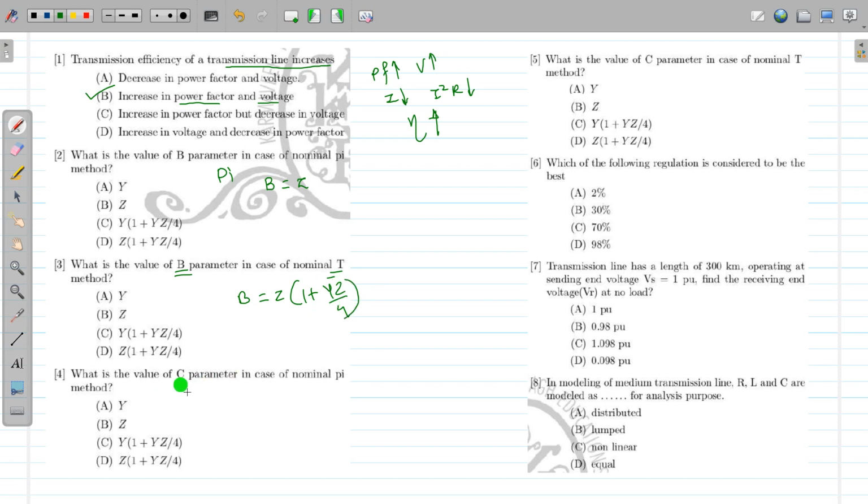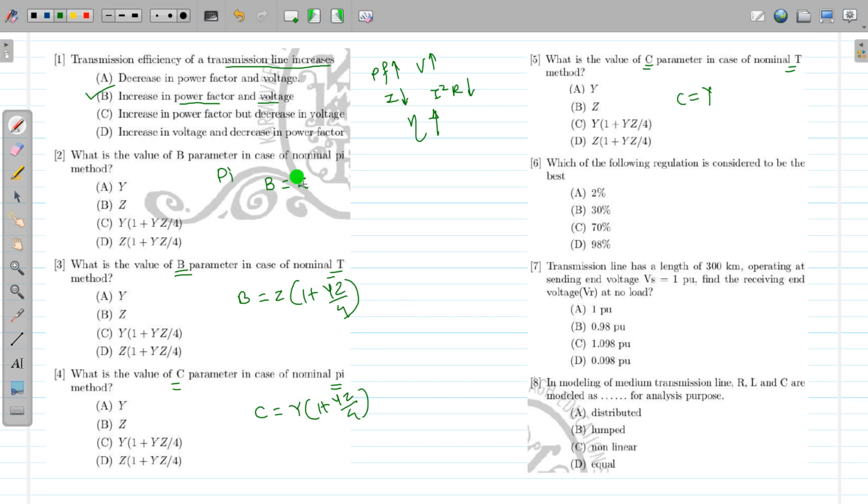How to calculate the parameter C in the nominal pi model? In the nominal pi model, parameter C is equal to Y into bracket 1 plus YZ by 4, and the C parameter in the nominal T method is C is equal to Y.